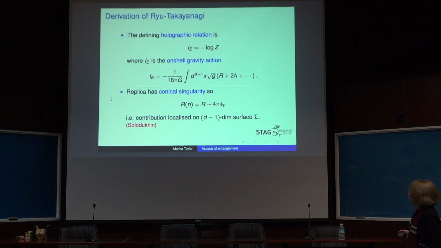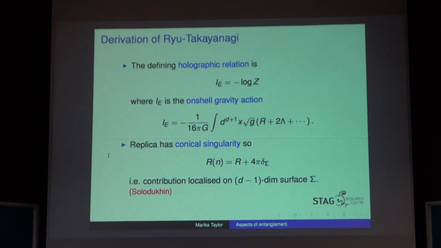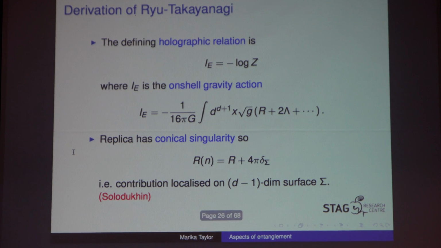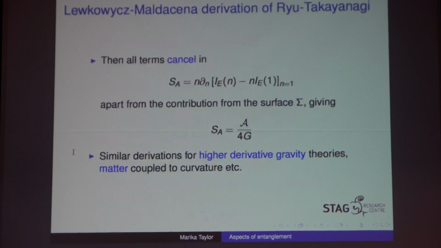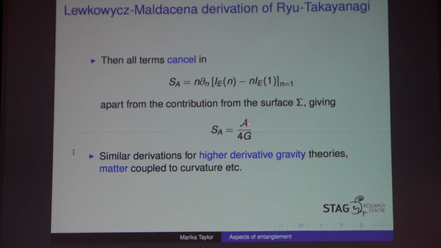So when we use the replica formula, the contributions to the on-shell action between the replica space and the n copies of the original space are going to cancel almost everywhere. But at the conical singularity, the replica space will have contributions to the curvature, and hence the action, which the original space didn't have. When you go through that calculation, all of the terms cancel, apart from the contribution from the conical singularity, which was on this codimension 2 surface. And if you just plug in this form for it, you'll figure out that the contribution that survives is just the area of the original surface. So this is the derivation of the entanglement entropy using the replica trick.